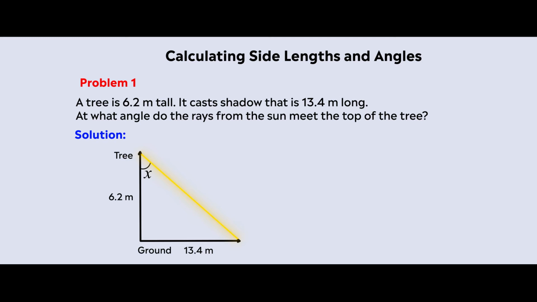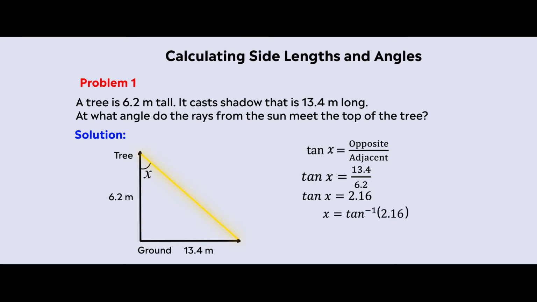So we will create an equation using tan ratio, which is tan x equals to opposite over adjacent, which is tan x equals to 13.4 over 6.2. So in the next step we get tan x equals to 2.16 and the value of x would be tan inverse 2.16. So you can use your calculator to get the angle, which we get as 65.2 degree. So hence the angle formed by the rays of the sun and the tree is 65.2 degree.